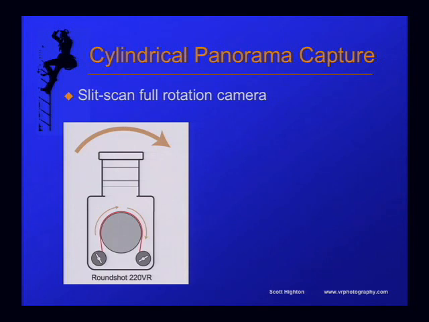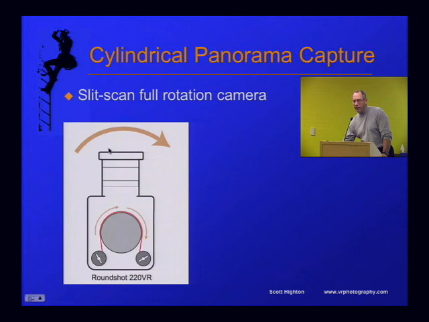Next one is to use a cylindrical, slit scan rotation camera. A company like Roundshot makes these, and it's pretty slick because the camera rotates on a motor and does the pan, and then it records an image through a slit behind the lens. As the camera is panning, so too does the film move. The film moves at an identical speed to the camera pan, based on the projection on the film plane. Yes?